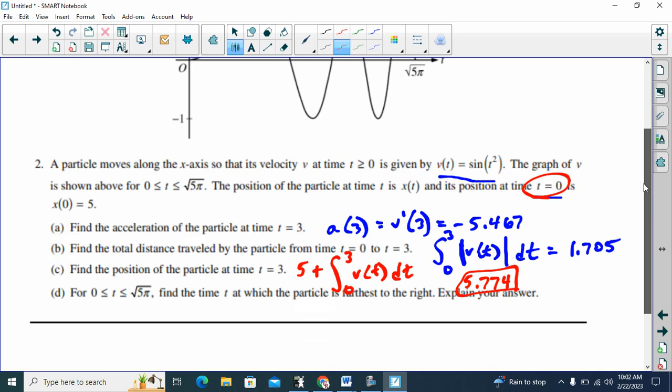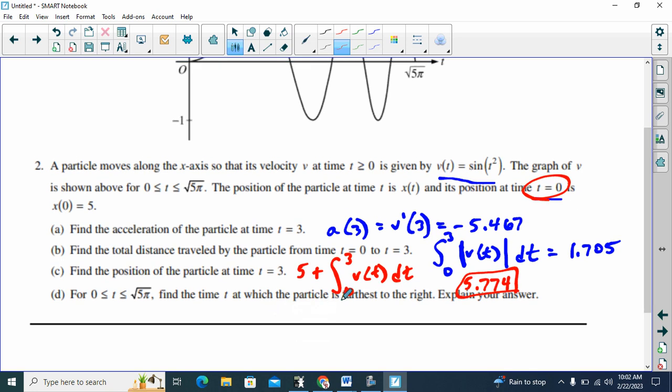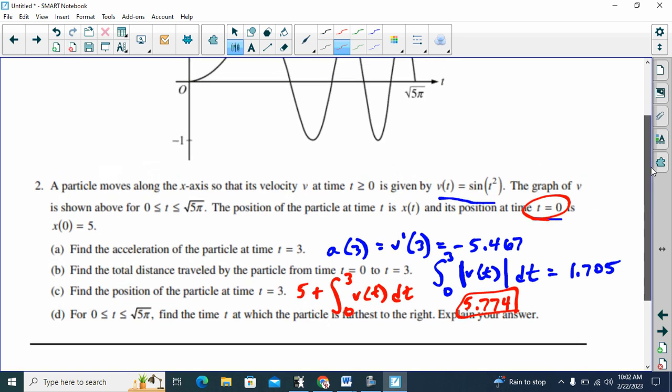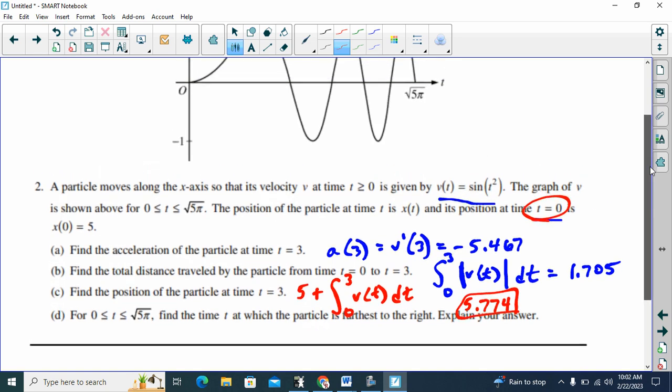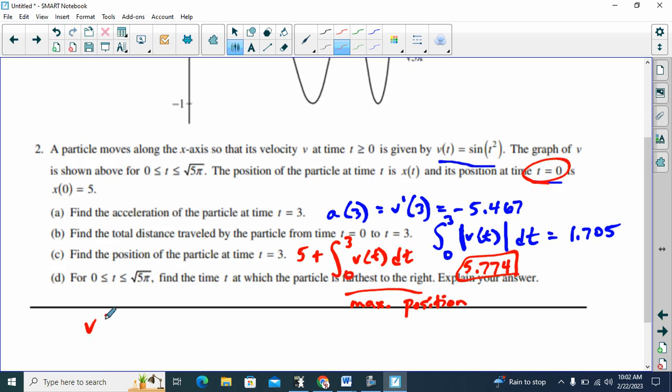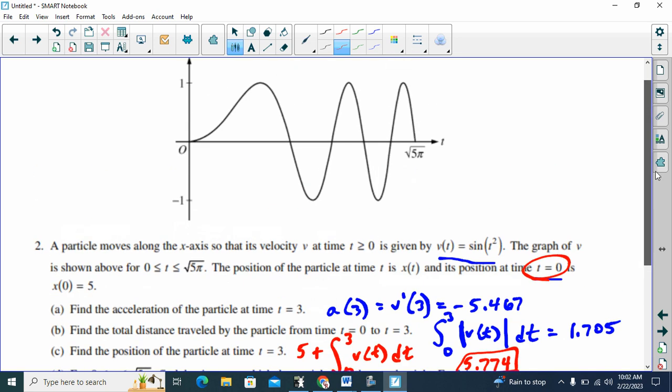Part D asks us to find the time at which the particle is farthest to the right. When is the particle farthest to the right? Basically, it wants to know what is its maximum position. When is its position the greatest? Well, to find a maximum, we take the derivative. Derivative of position is velocity. And we set it equal to 0. So we want the zeros.